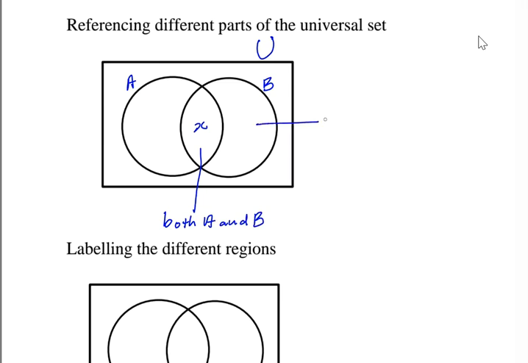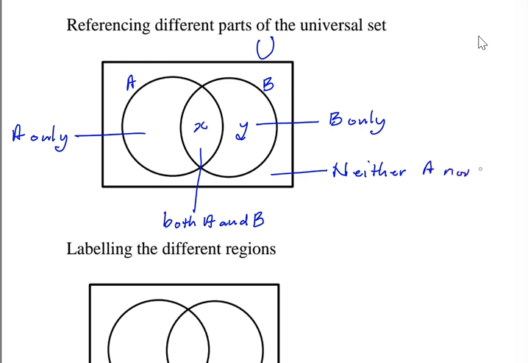The students over here will be the students that do, let's say, B only. The students over here are students that do A only. And the students out here would be the students who are neither in A nor B. All right.